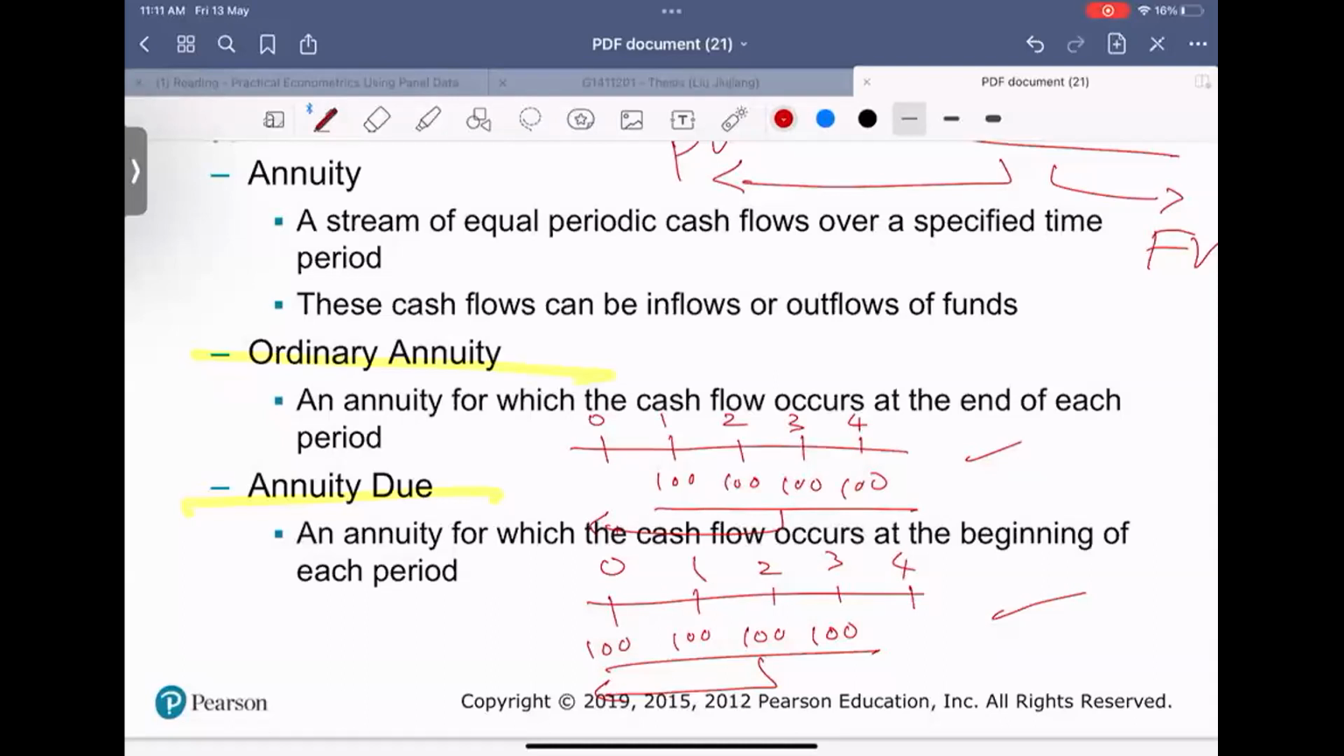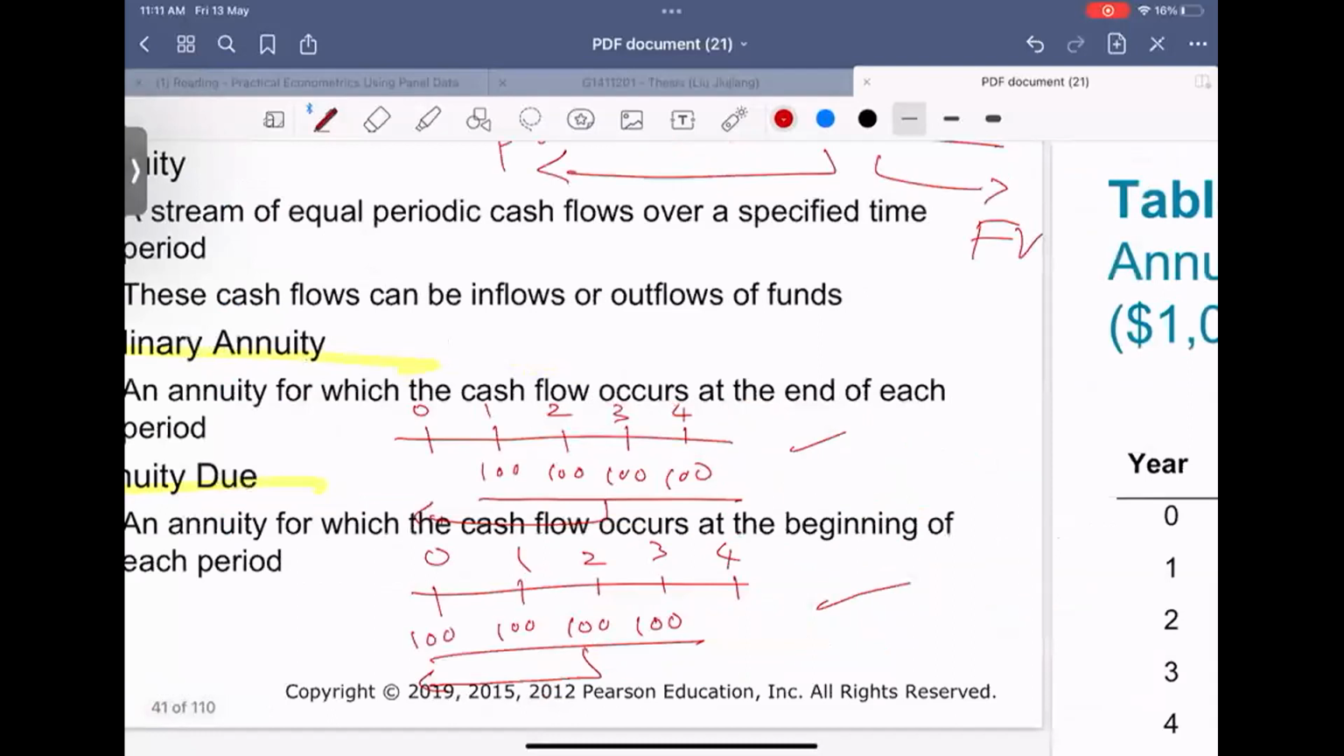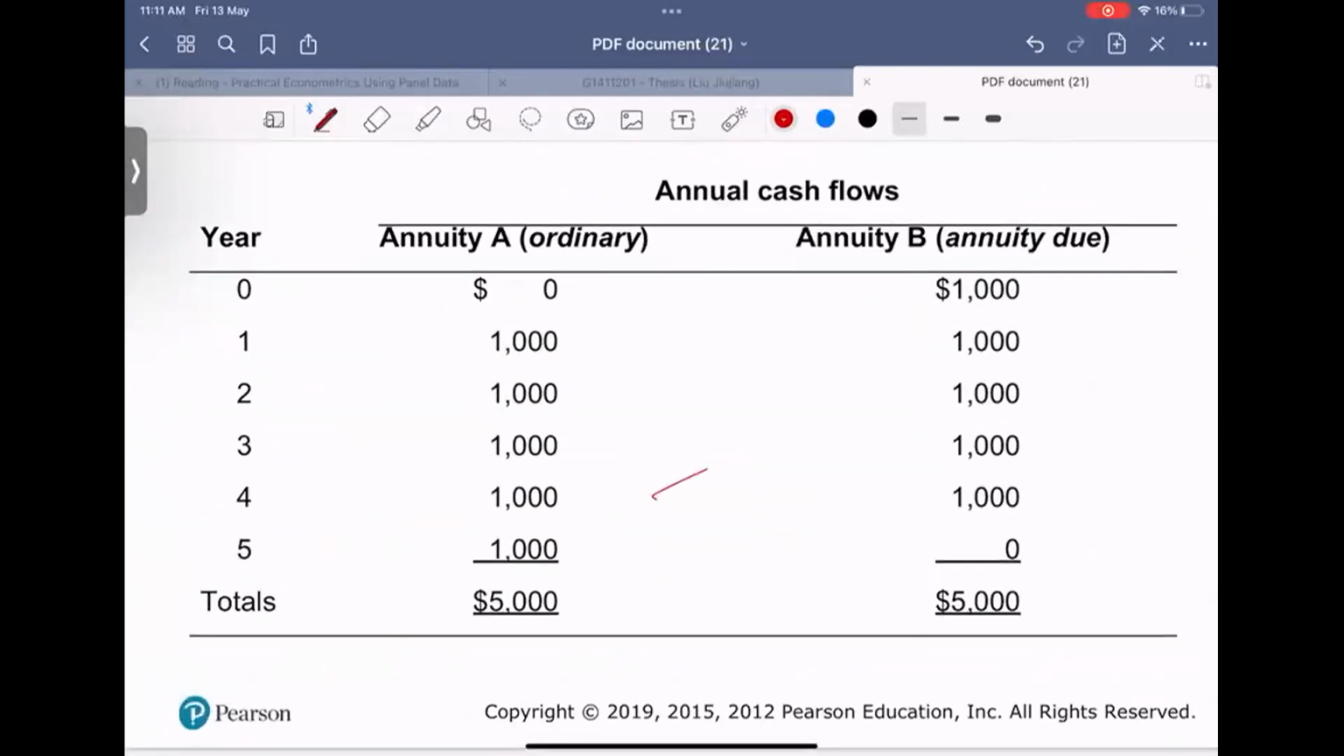But for the person that is working, he wants to be paid at the beginning. If I pay my installment at the end, then right, and then you're good. So this is what, yeah.